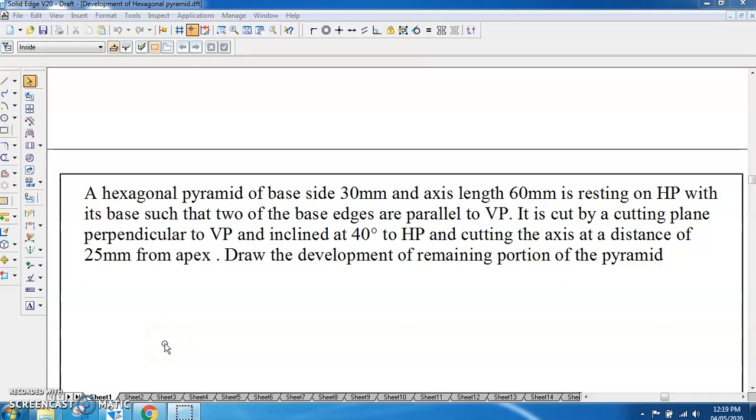Welcome to the session on engineering graphics. In today's session, we are going to see the development of triangular faces of hexagonal pyramid.